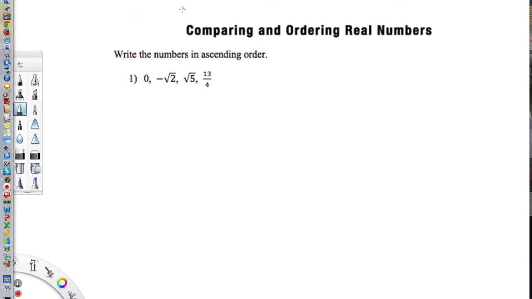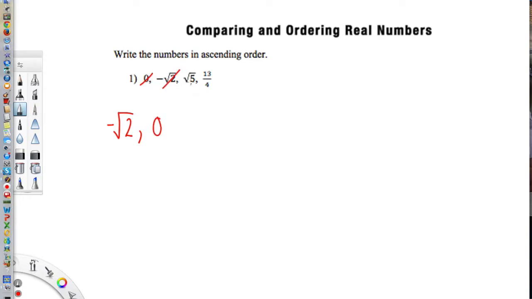Shall we? Boys and girls, let's get out our homework assignment, comparing and ordering real numbers. When we look at number 1, it says write the numbers in ascending order. The first thing we need to do is take a look at these numbers and figure out which one has the lowest value and which one has the greatest value and all the values in between. We see we have a 0, which is nothing. We have only one negative number, which is less than 0, no matter what it is. So we know that this is the lowest number. We only have one negative, so we could say that -2 is the lowest.